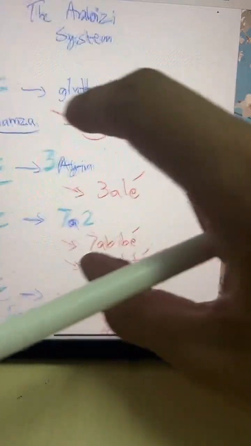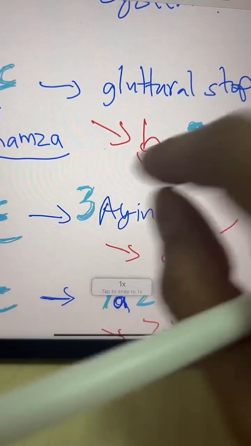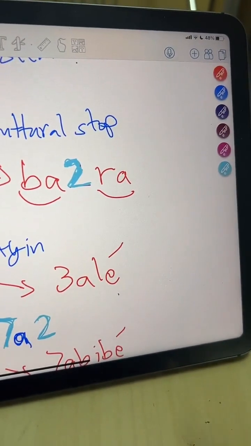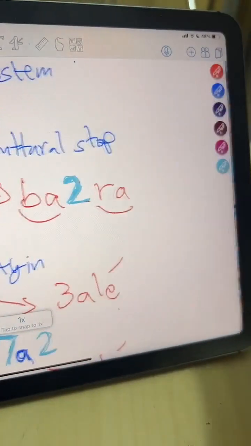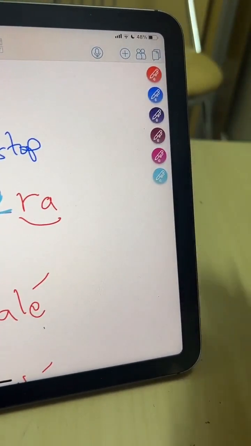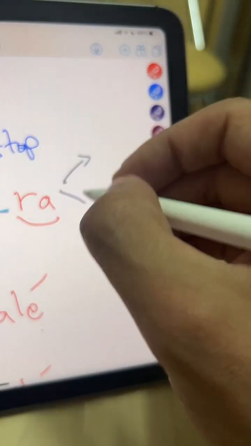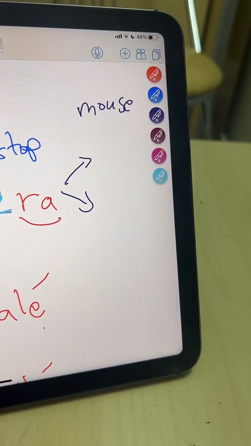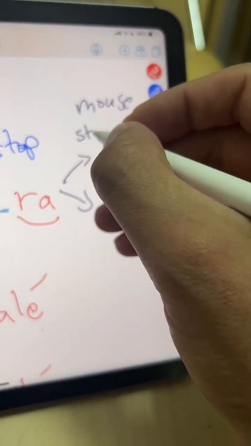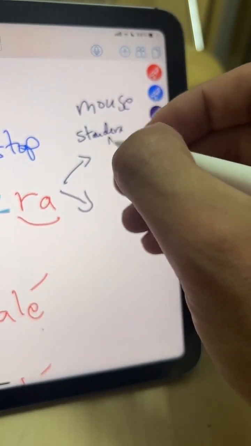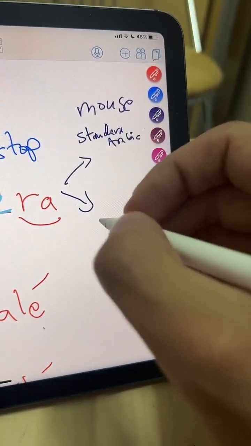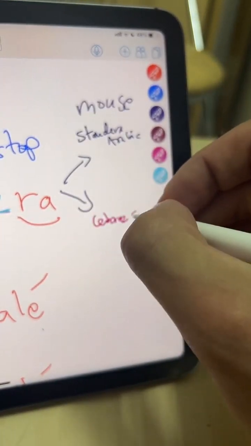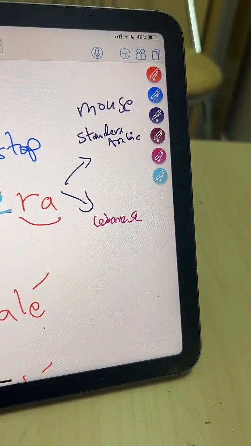Okay, perfect. Let's zoom in and then turn the screen like this, and we're going to write here. Let's use this. The word for mouse has many varieties. Here, standard Arabic, and here, Lebanese Arabic. In this case they are very similar, but the pronunciation is only slightly different, and you will see why I'm saying slightly different.